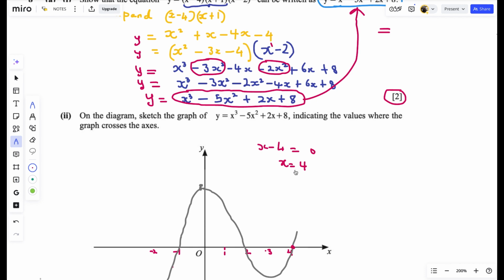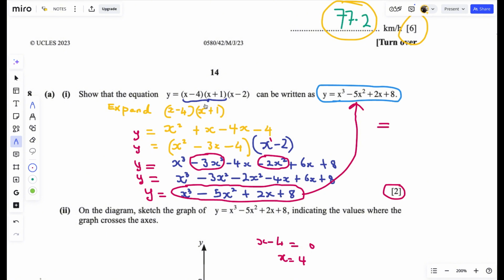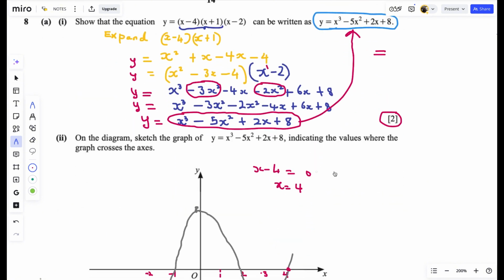Okay? Then you bring the other one, x plus 1, right? The next one is x plus 1. You can equate it to 0. So you can say x plus 1 equal to 0.